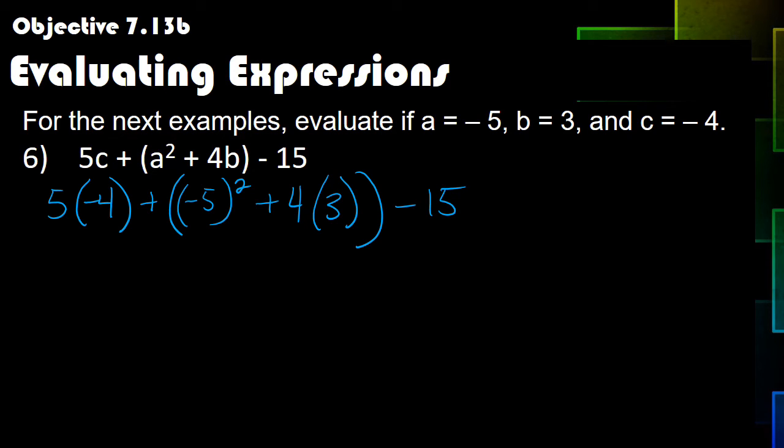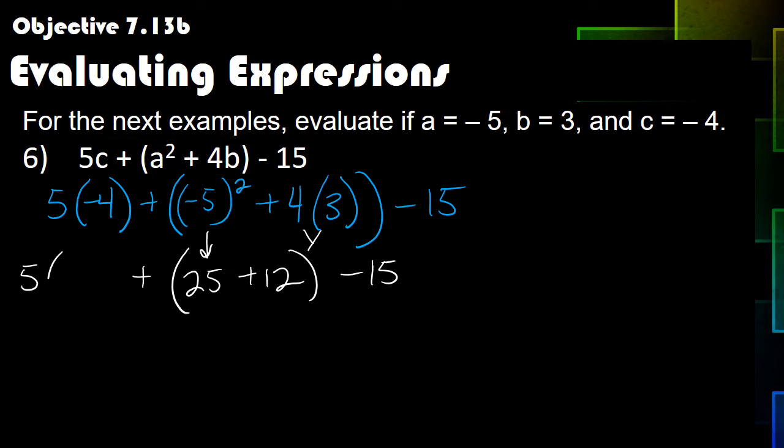So let's go ahead and use our order of operations here. We're going to start inside the parentheses. So we have negative 5 squared, which is negative 5 times negative 5, giving us a positive 25, plus 12, since 4 times 3 is 12. Let's rewrite everything to clean it all up. Keep doing everything inside parentheses. 25 plus 12 is 37. We'll bring down our minus 15, and then we're going to add, and for the sake of space, 5 times negative 4 is negative 20.